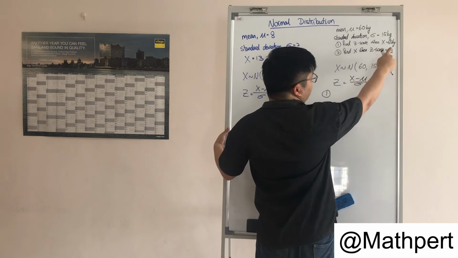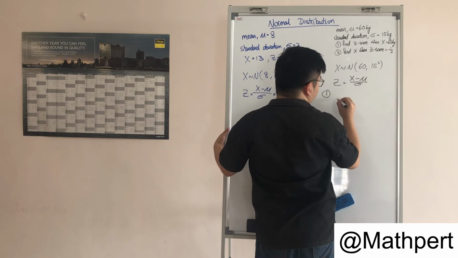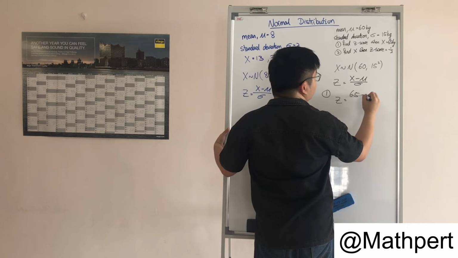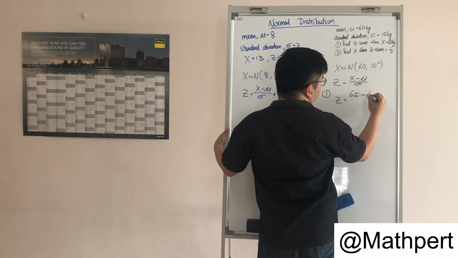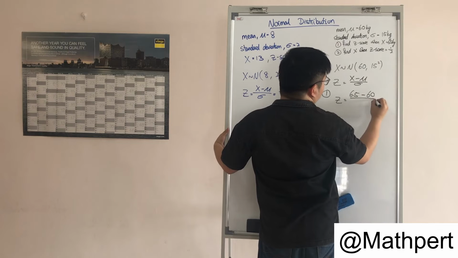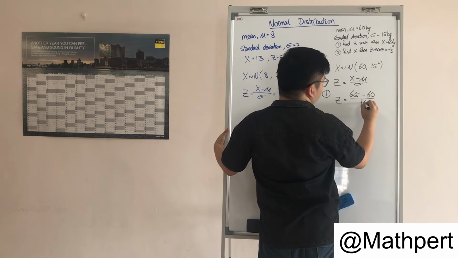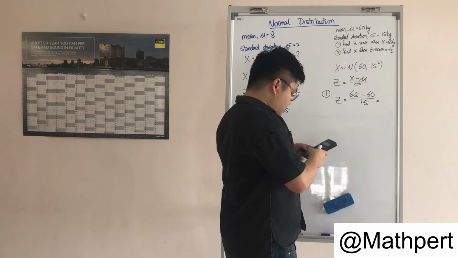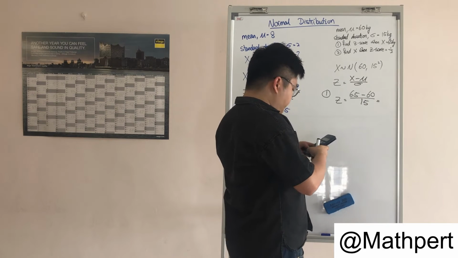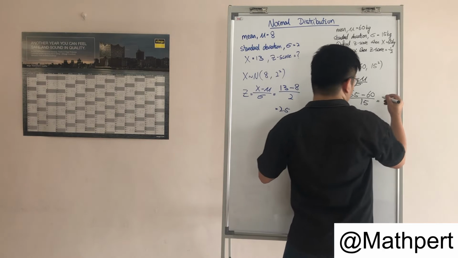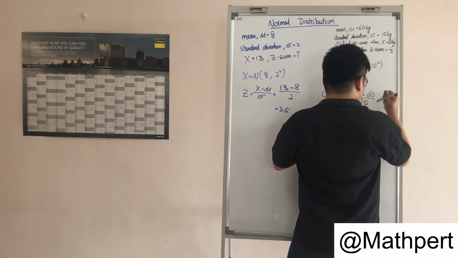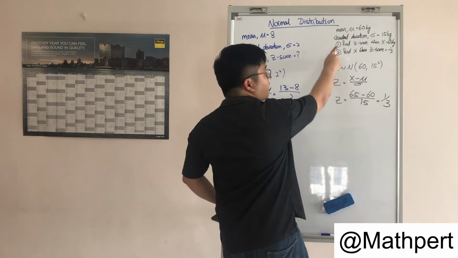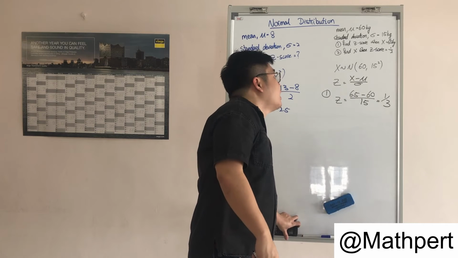First part of the question: we have to find the Z score given X is equal to 65. So Z is equal to 65 minus the mean 60, divided by the standard deviation 15. How much do you get here? 65 minus 60 divided by 15 is 1 over 3. The Z score for the first part of the question is 1 over 3.